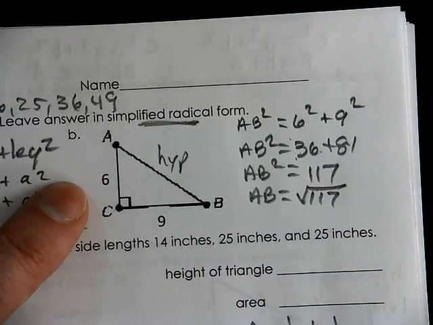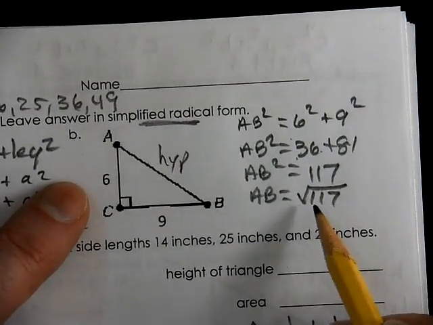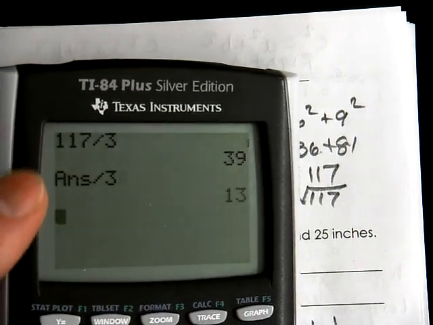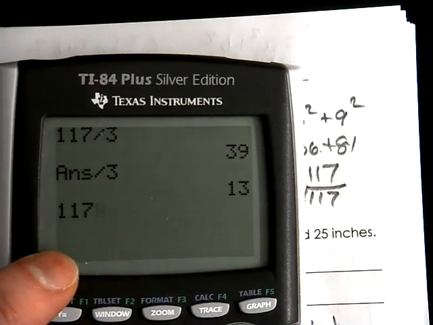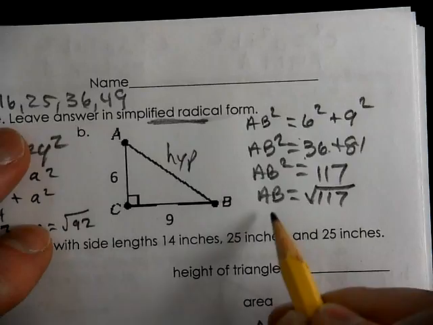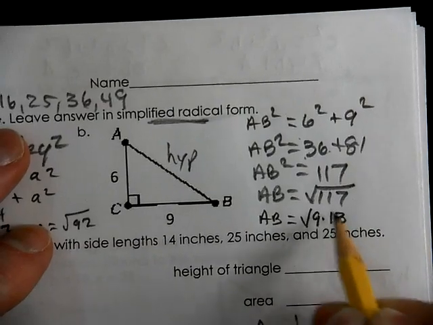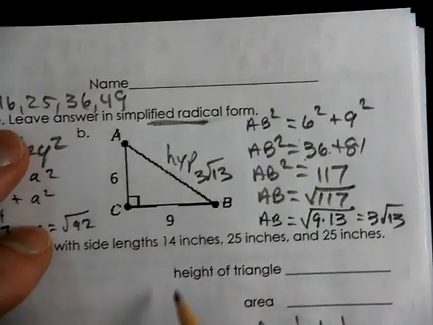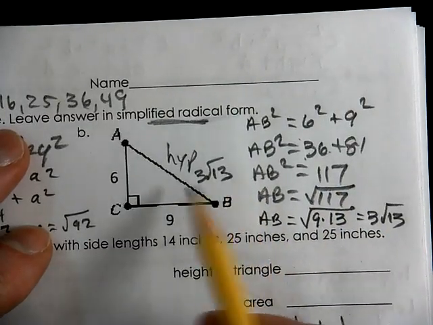Now I see that 117, a 1 and a 1 and a 7, adds up to 9. I know 3 goes into 9, so 117 can be divided by 3, which can also be divided by 3. So we have a pair of the same numbers. In other words, 117 is divisible by 9. So it is 9 times 13, which is 3 root 13. We know we need to leave it in radical form, so we wanted to simplify our radicals, no decimals.